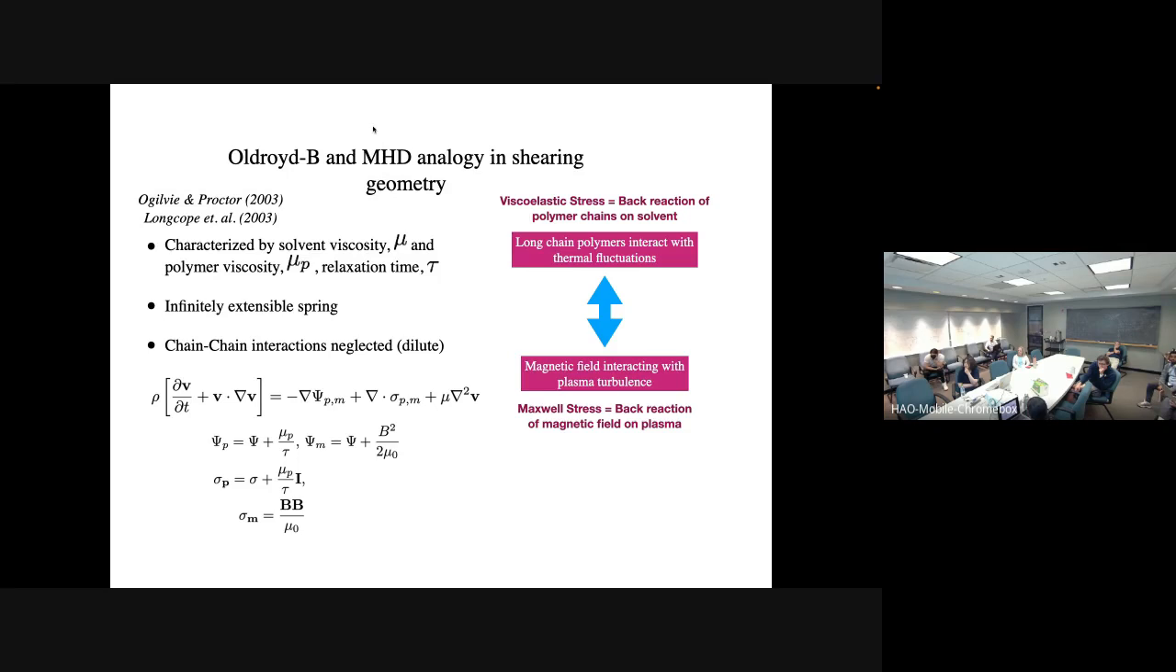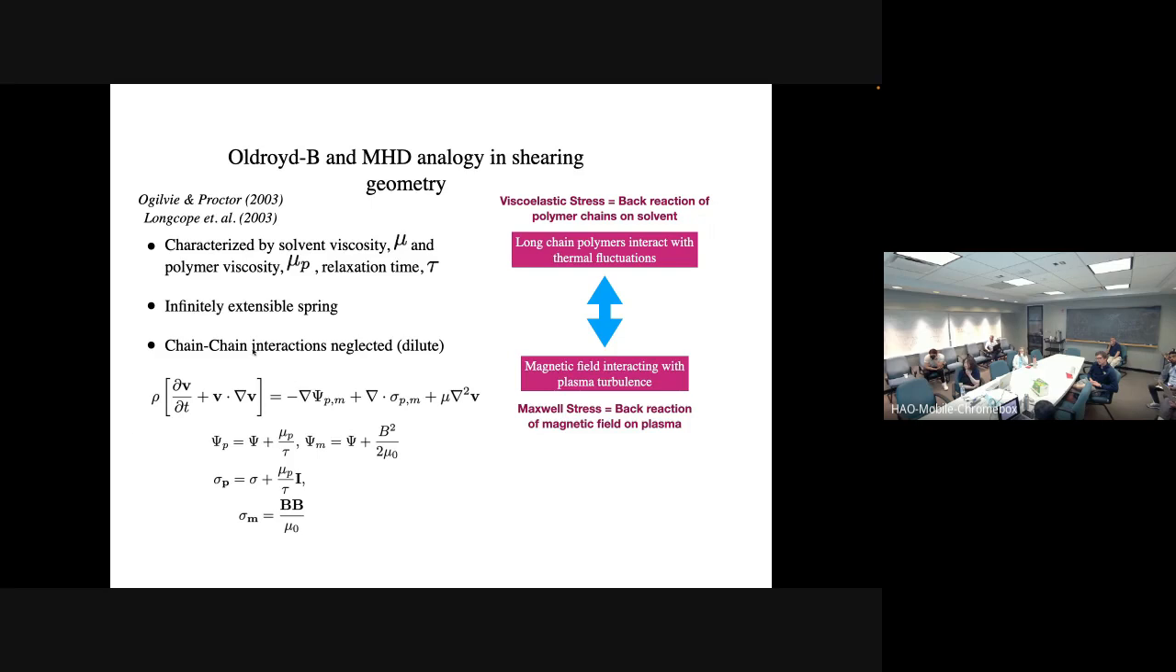So just like we have the MHD approximation for the plasma, where you treat plasma as a single fluid, for viscoelastic fluids we also have a similar approximation known as the Oldroyd-B model. There are some approximations to this model. Basically, it assumes an infinitely extensible spring, which is, of course, an approximation, and that the polymeric fluid is dilute, which means the chain-chain interactions can be neglected. Correspondingly, in the plasma, you don't have, say, magnetic field reconnections.